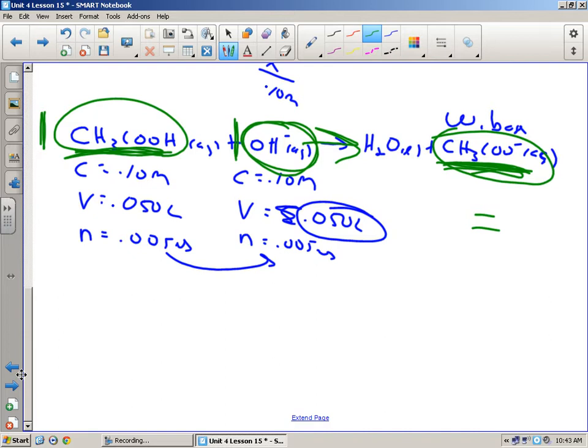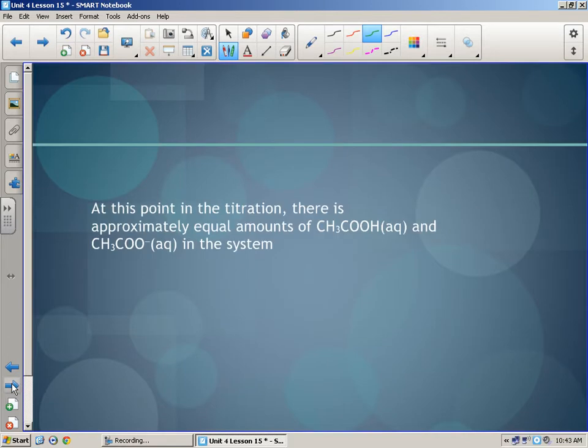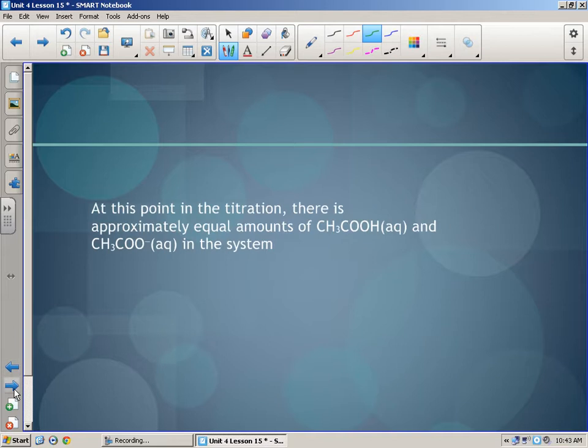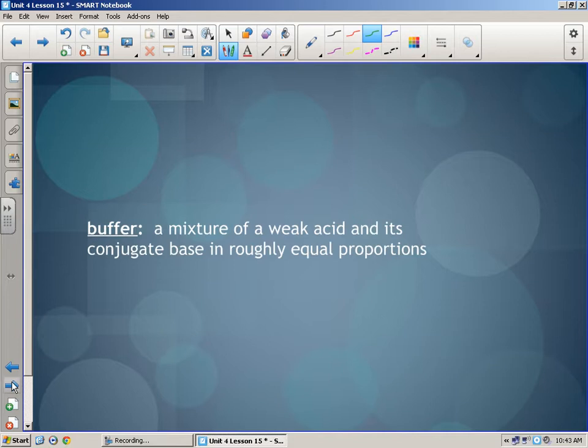If we have half the volume, we have half the amount, right? We have half as much. So that's what they're saying there, basically. When you only take 25 milliliters, you're only using half of the acetic acid, which means, of course, you have half of that acetate ion remaining unreacted. At this point in the titration, there's approximately equal amounts of both, all right? And that's the buffer system.